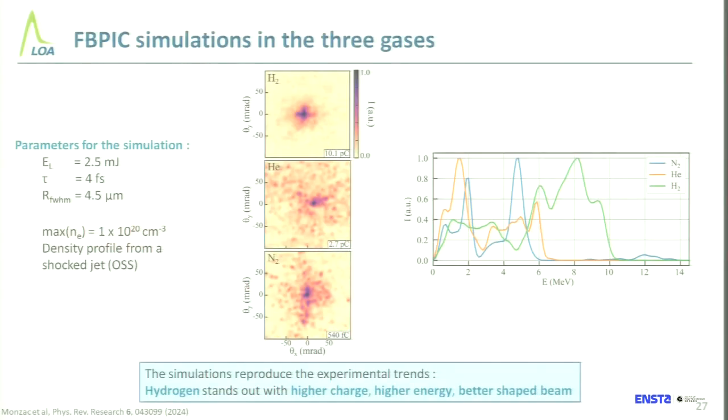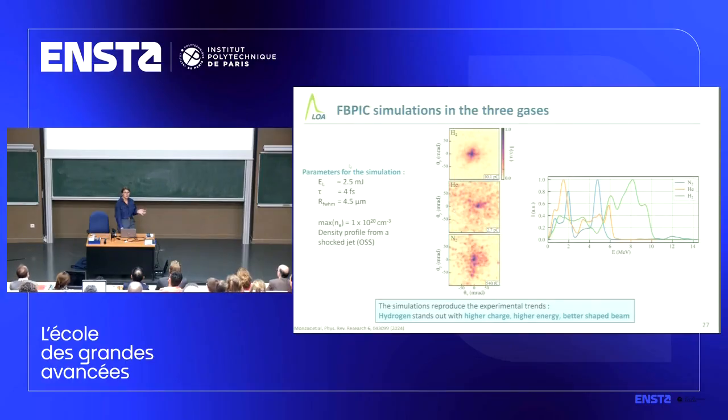So we did some FBPIC simulations to really reproduce what was happening in other experiments. We used the parameters of the experiment. So laser parameters correspond to the parameters of the laser in the experiment. And for the density profile, we used a density profile that was measured with the gas jet similar to the one used in the experiment.